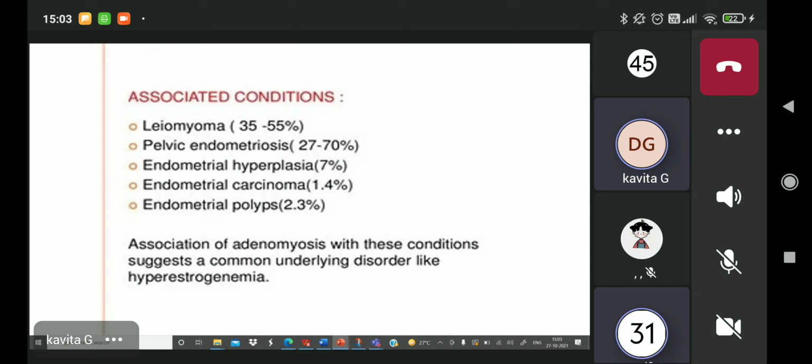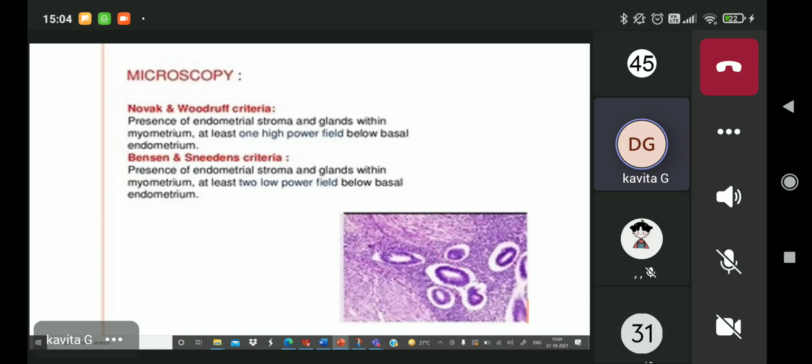Then you have associated conditions, as I mentioned earlier. You could have leiomyomas, hyperplasia, you could have endometriosis, which is one of the more common associations. And the underlying factor, as I mentioned, is always the hyperestrogenic state. So yes, everyone does say it should be at least one high power field below the basal endometrium. One high power field is nothing but 40x, and Benson and Sneeden have also classified it as at least two low power fields below the basal endometrium.